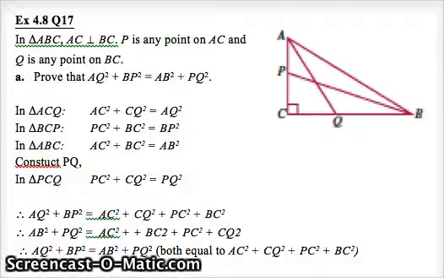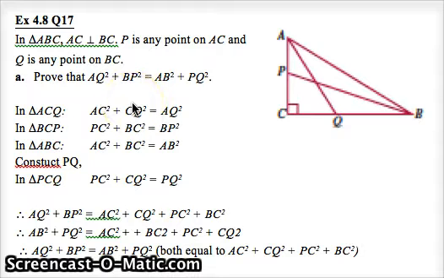This is exercise 4.8, question 17, proofs involving Pythagoras' theorem. Now we're given triangle ABC, where AC is perpendicular to BC, therefore we've got a right angle there at C. P is any point on AC, and Q is any point on BC.